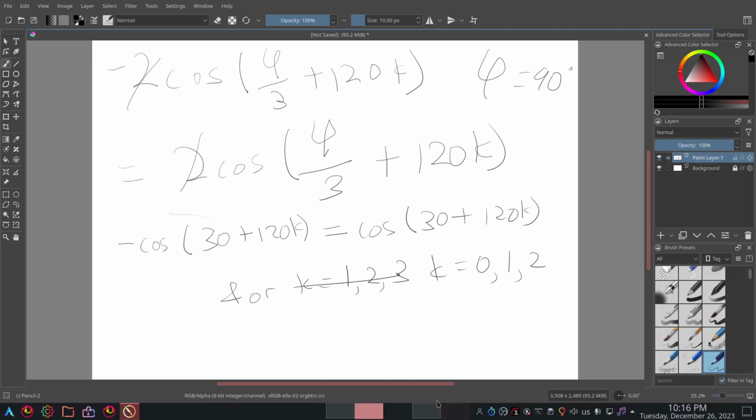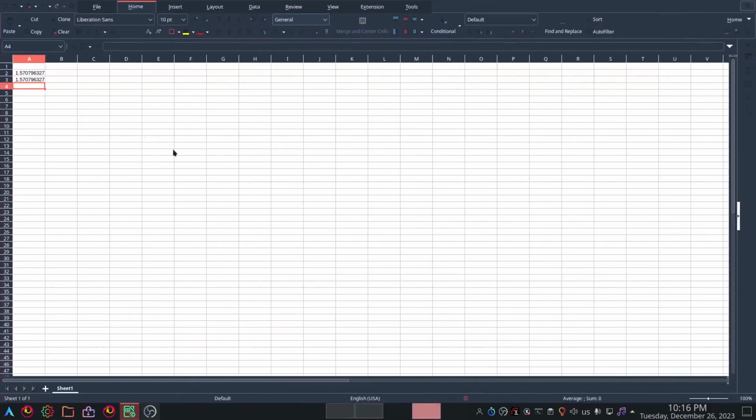Now let's verify that using LibreOffice Calc. So 30, that's k equals 0, right? Let's put k here: k is 0, 1, and 2. So I'll have 30 plus 0 times 120. Let me do a quick fix and lock this. So it's 30 plus k times 120. Now we get 30, 150, and 270.